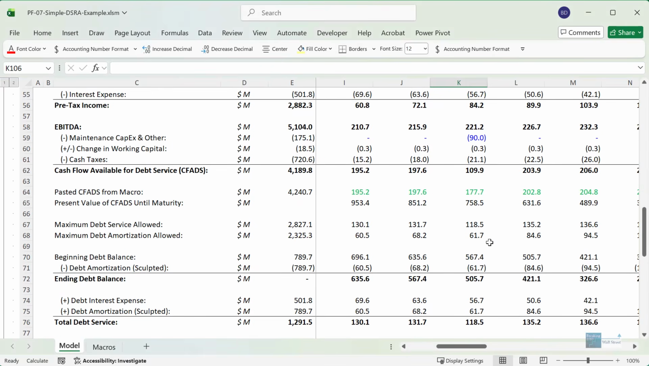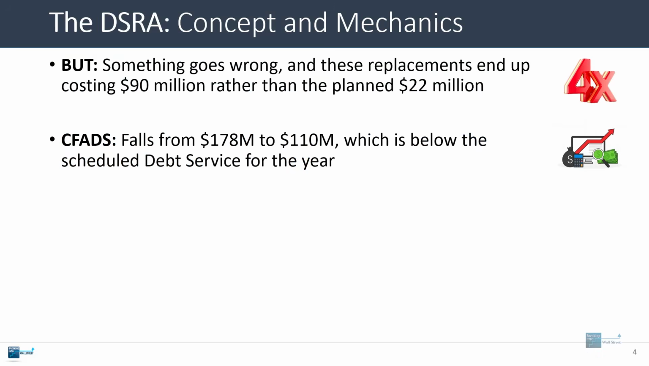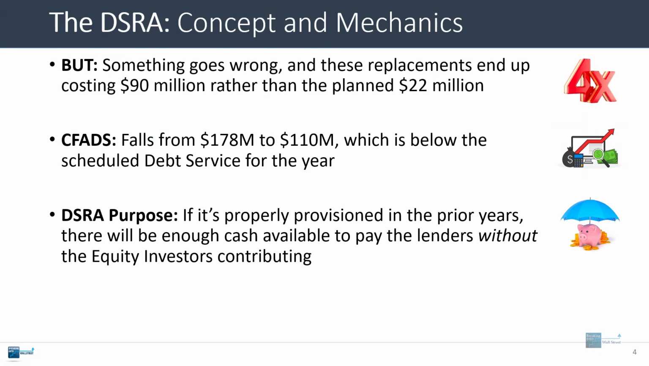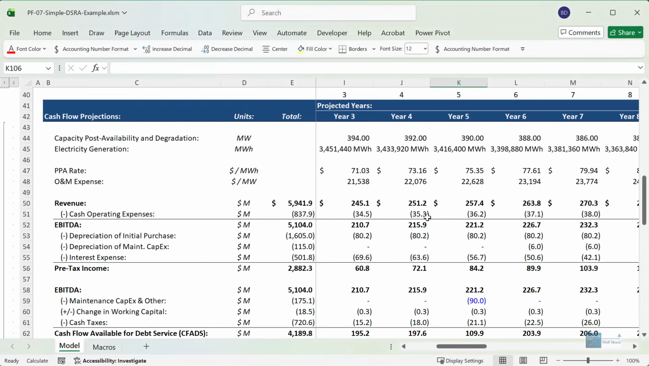And a debt service reserve account can prevent this type of thing from happening or reduce the risk of it happening. If you properly provision the DSRA in prior years, there should be enough cash available to pay the lenders without the equity investors contributing. So let's go into Excel and look at how this works.